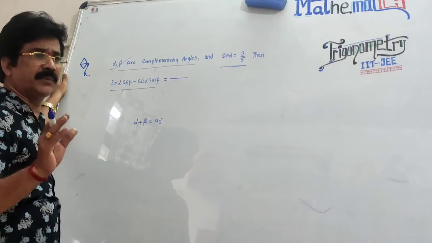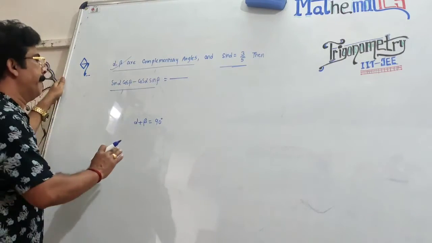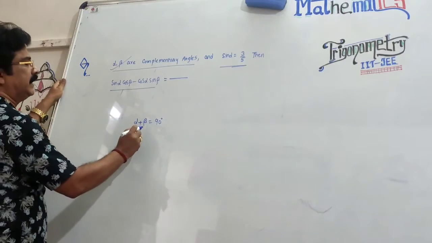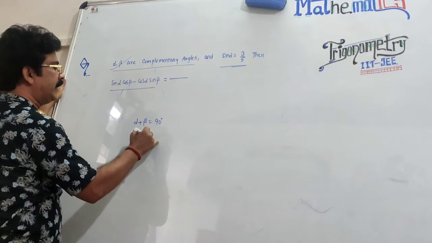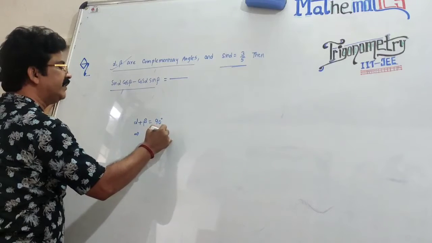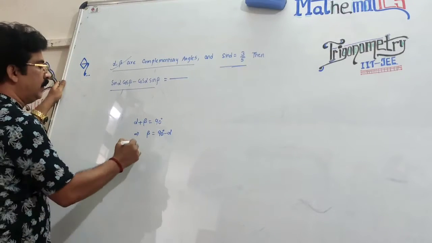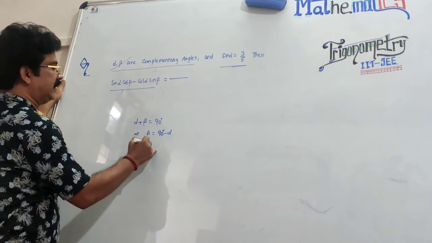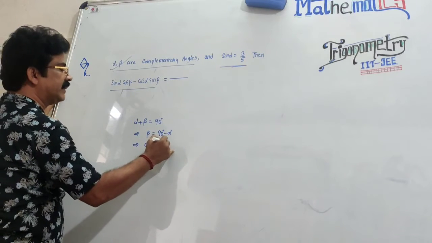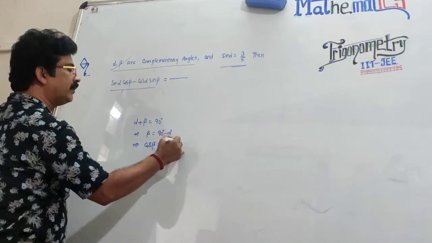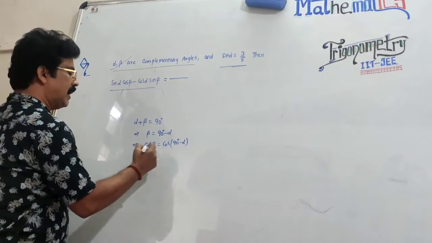Okay, let it be about the supplementary angles. Later we see alpha plus beta is equal to 90 degrees, right? So beta is equal to 90 degrees minus alpha. So that implies, apply cos on both sides. That is equal to cos of 90 minus alpha.